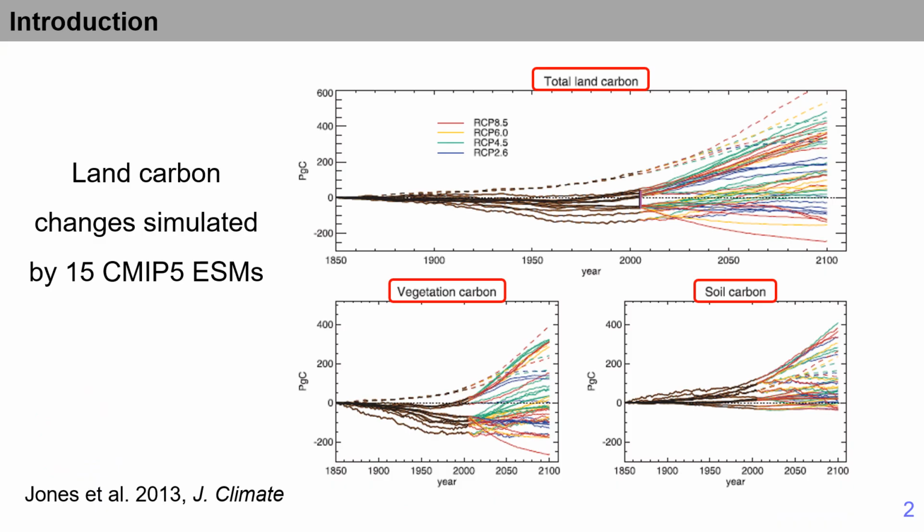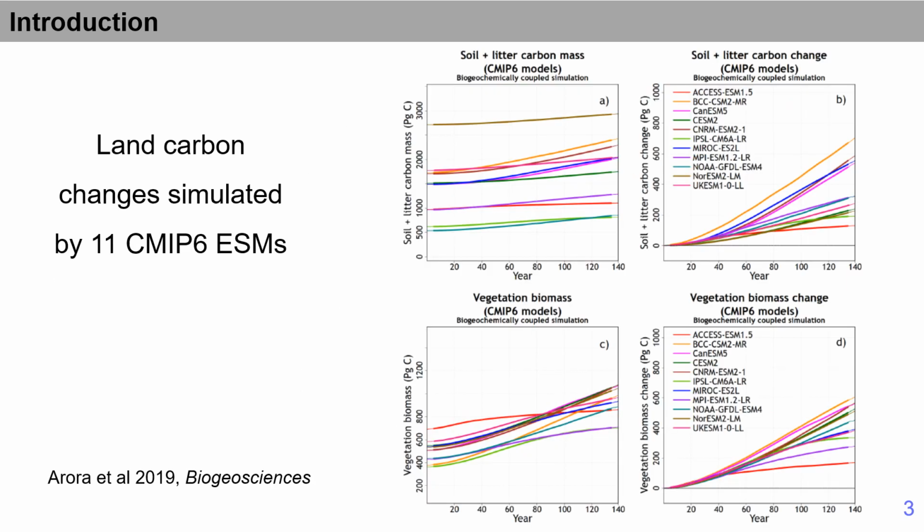This is a study led by Chris Jones on land carbon changes simulated by Earth system models involved in CMIP-5. As we can see from this figure, these models generate very large uncertainty in land carbon storage. The spread of the simulated land carbon change across the models is even bigger than the spread across the four scenarios. Large uncertainty remains in CMIP-6 simulations.